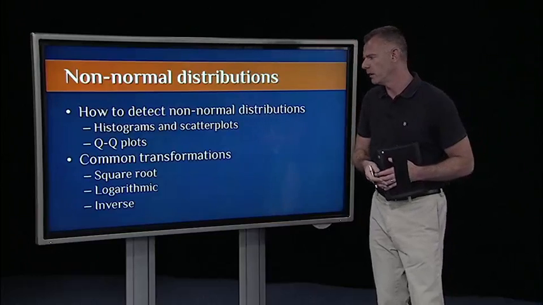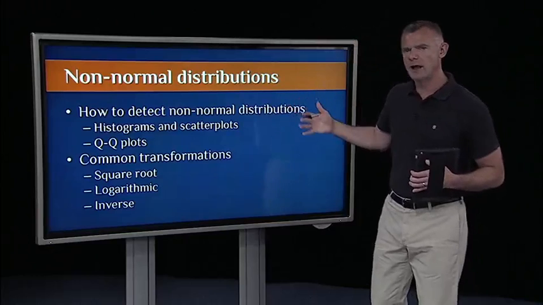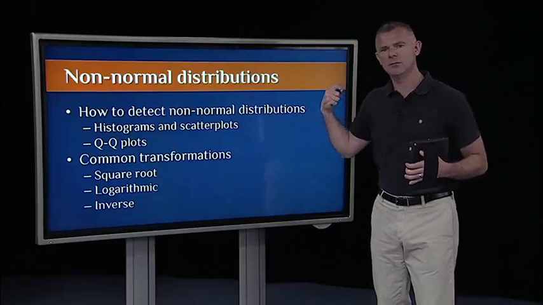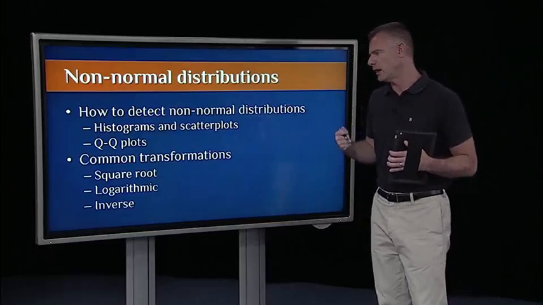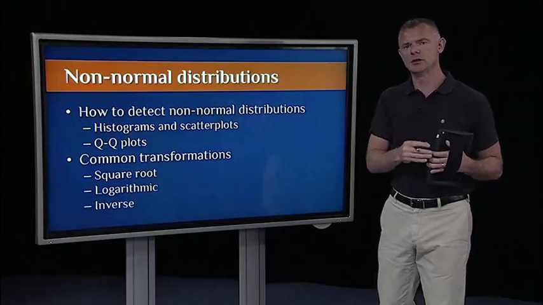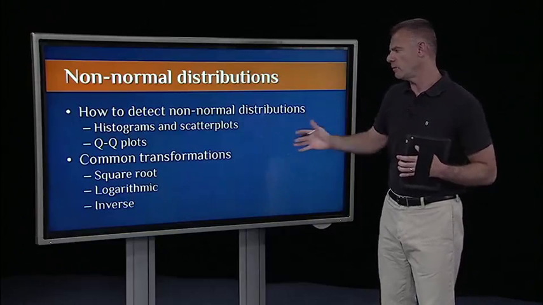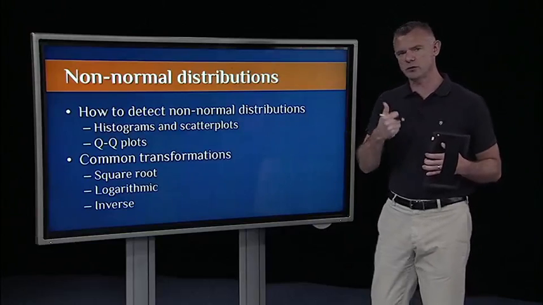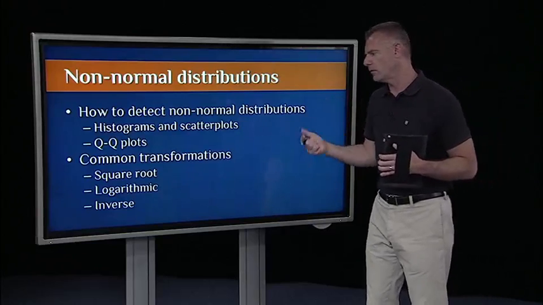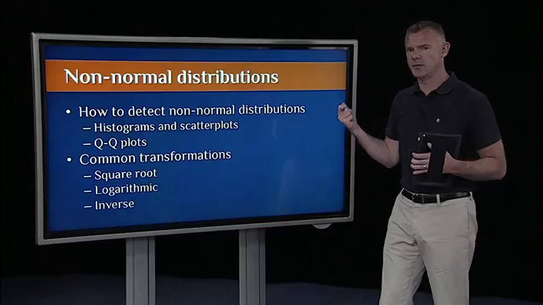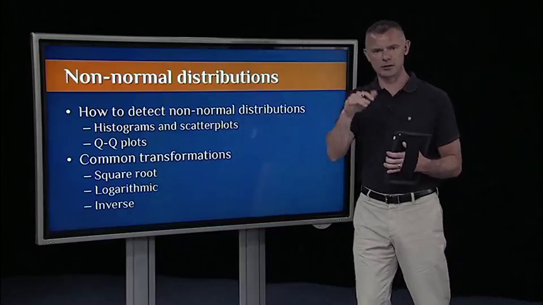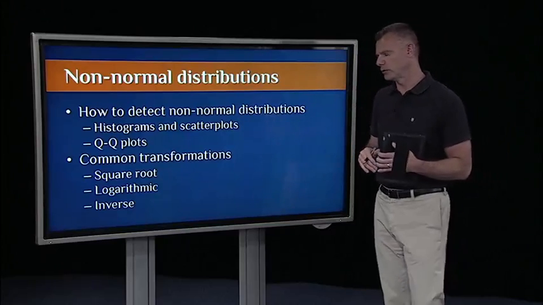You could also do those QQ plots and look to see if you have a linear function in your QQ plot or not. If you don't have normal distributions, sometimes you can apply that quick fix strategy and just apply a transformation to your outcome variable. And remember, the common transformations were square root, logarithmic, and inverse. And if they were negatively skewed, we just reflect and do those same transformations.